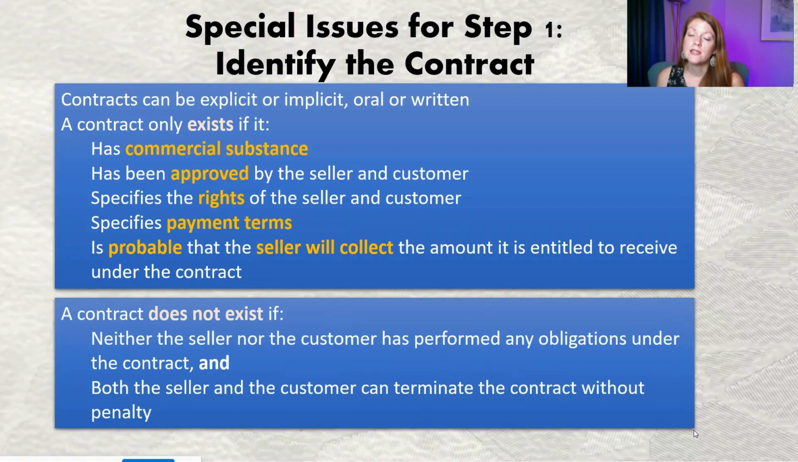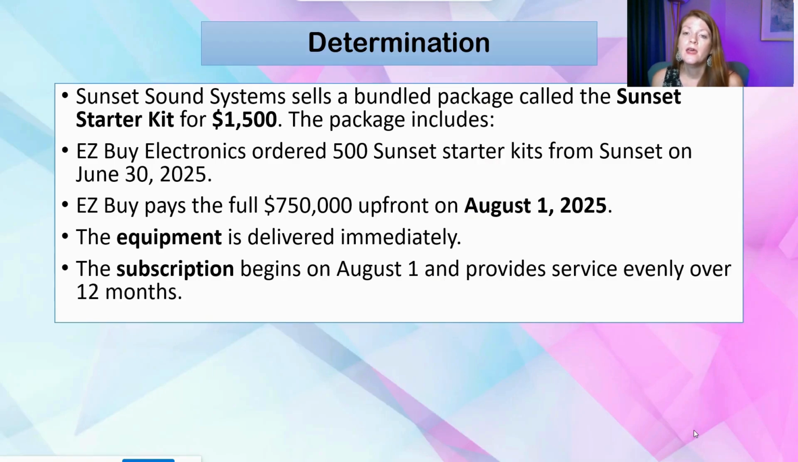So neither the seller nor the customer has performed any obligations under the contract, and both the seller and the customer can terminate the contract without penalty. So if they have a contract, neither one of them has performed anything, but the contract says they cannot just back out or there's going to be a penalty, then the contract does exist. So let's look back at our Sunset Sound Systems.